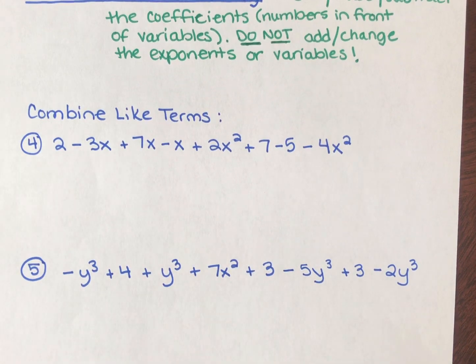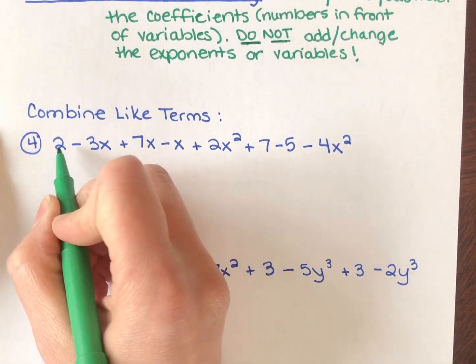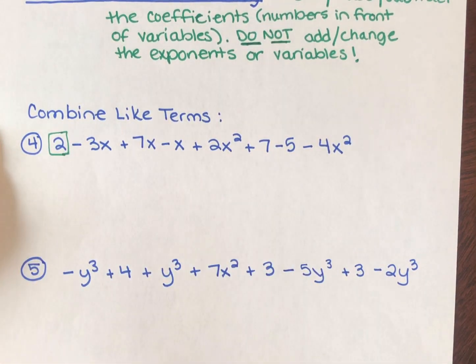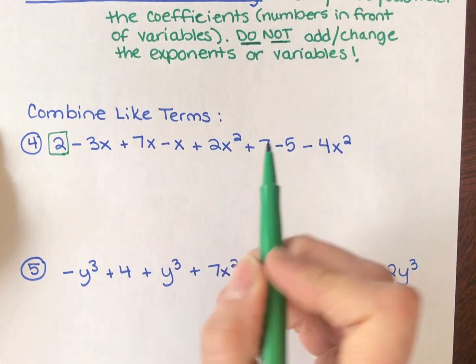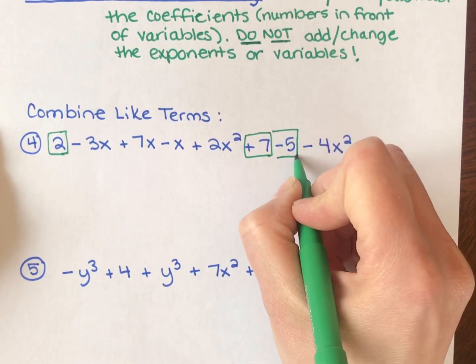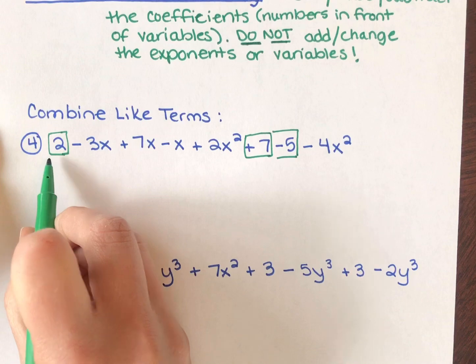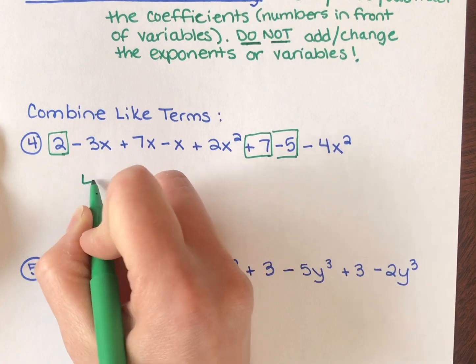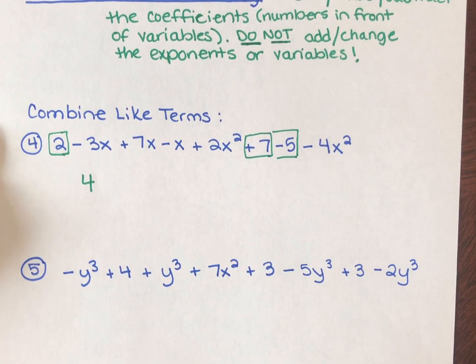All right, so if I look at number 4, I've got this big expression, and if you remember, something I suggested doing in the beginning of the year when we did this topic was to box in or circle or underline the like terms. So if I start here, I've got a 2. That's a constant. I can only add that to any other constant I see. So if I scan through the problem, I have a +7 and a -5. So I'm going to add 2 plus 7, which is 9, and 9 minus 5 is 4. All right, so I added those three terms together.